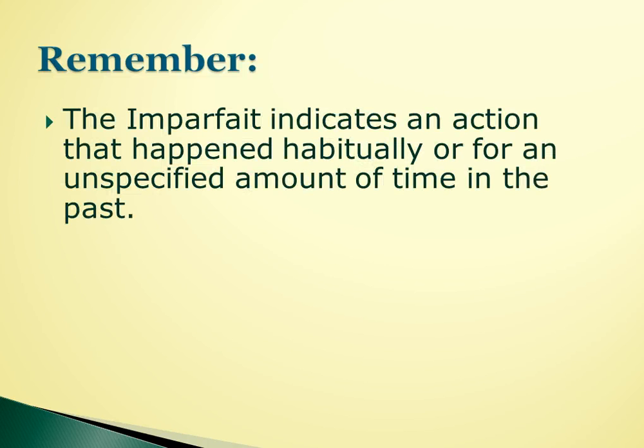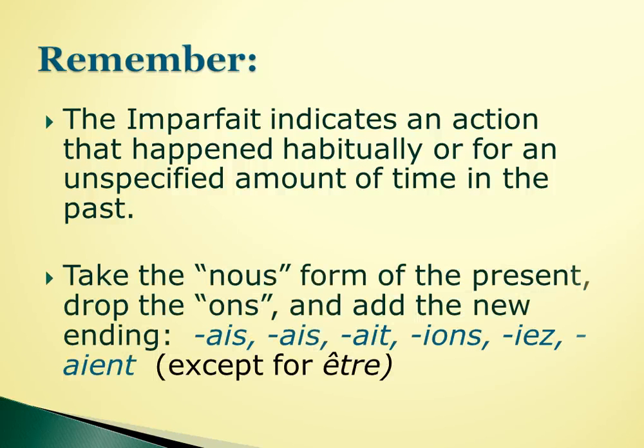Remember, imparfait indicates an action that happened habitually or for an unspecified amount of time in the past. You take the nous form of the present, drop the ONS, and then add AIS, AIS, AIT, IONS, IEZ, AIENT, except for with the verb être.